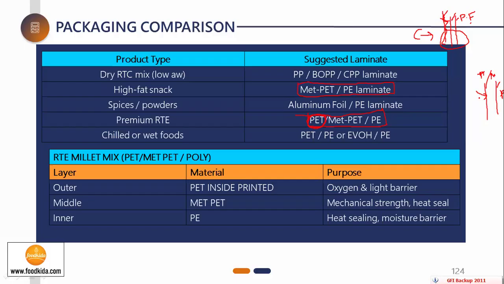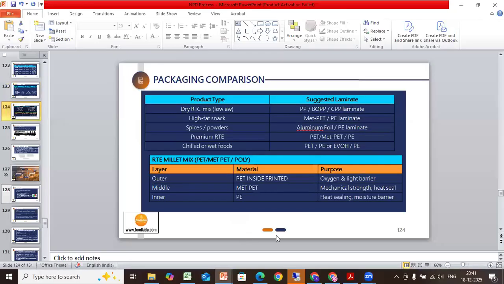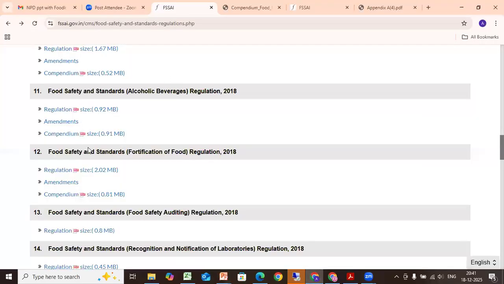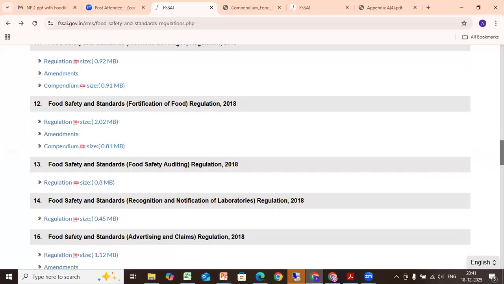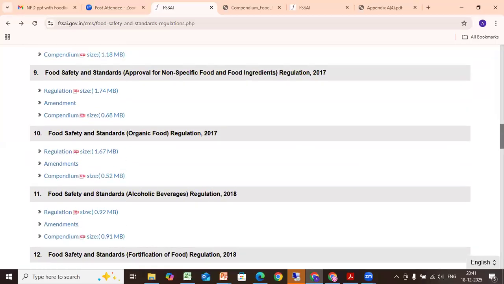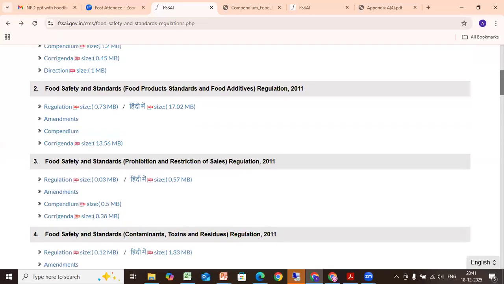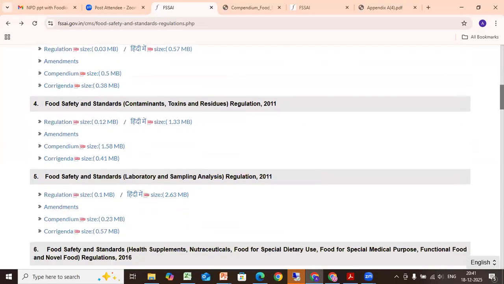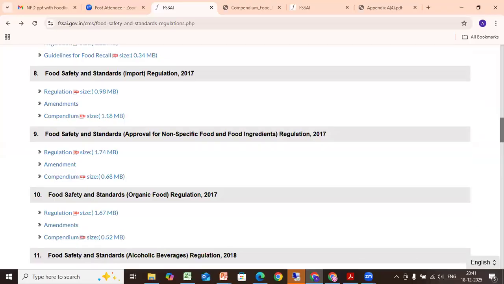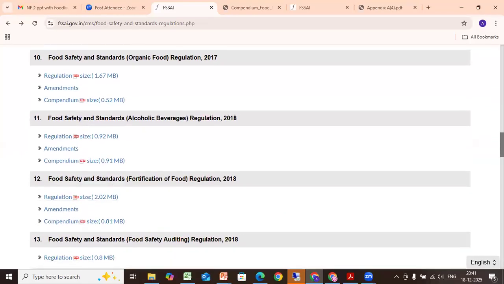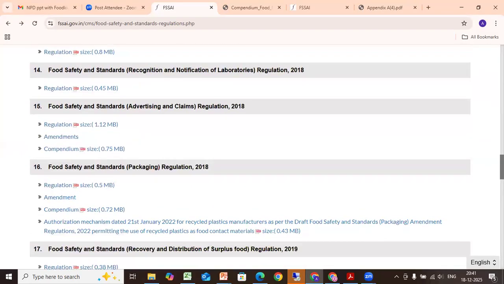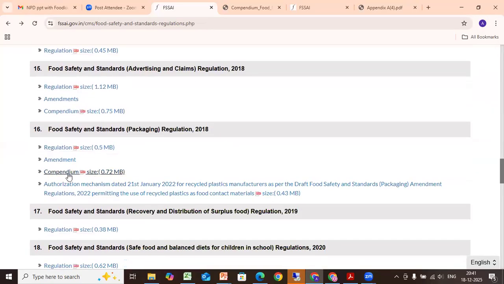Is there any standard to finalize the microns we need to use? Ideally, there are packaging regulations. You can go through them, which are allowed and which are not allowed. Again, you go to the website and see where the packaging regulations are. It is a regulation, not a license. It will only tell you what can be used, which packaging can be used for what. Let's see. This is the compendium.